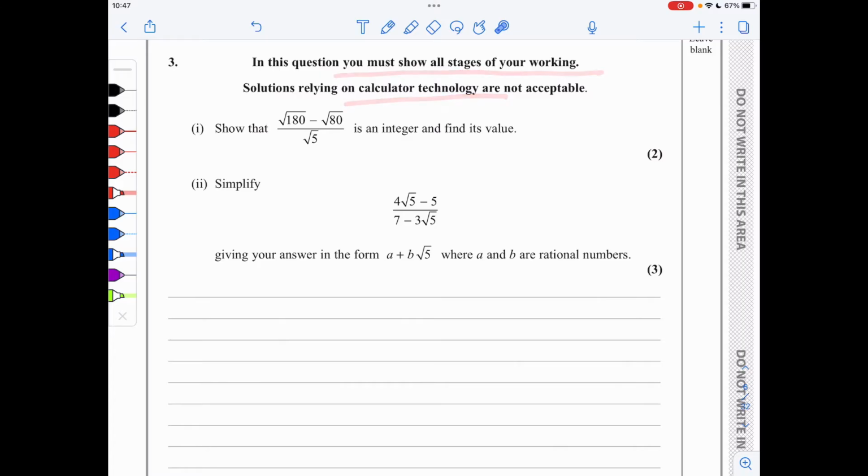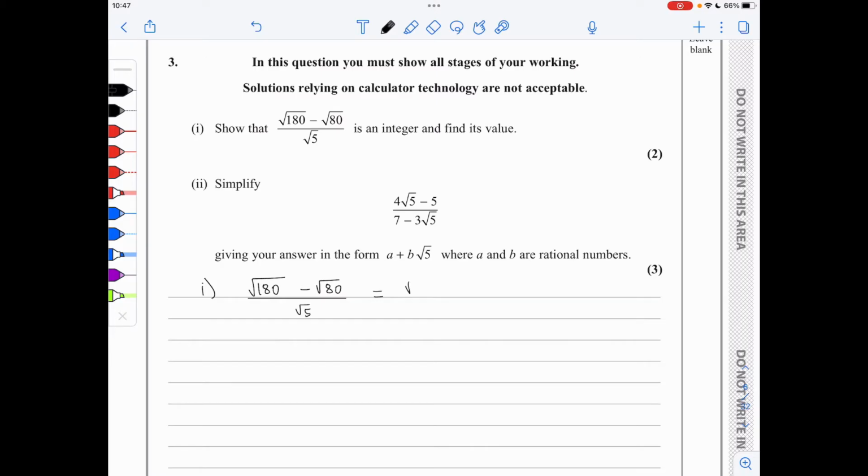In question 3, we need to show all stages of the working without the use of calculator technology, and we start by being asked to show that this expression is an integer and we have to find its value. One approach we could employ is considering that since we've got one term in the denominator, we can express each of the numerators over that denominator.